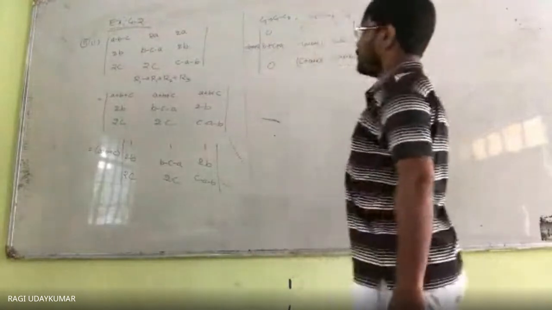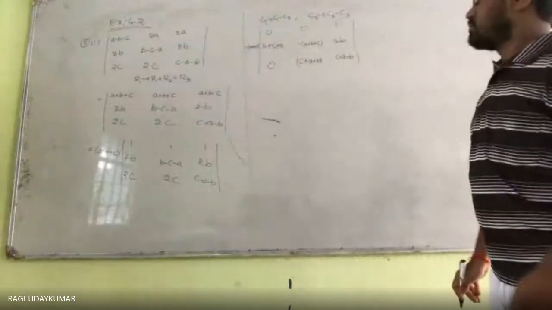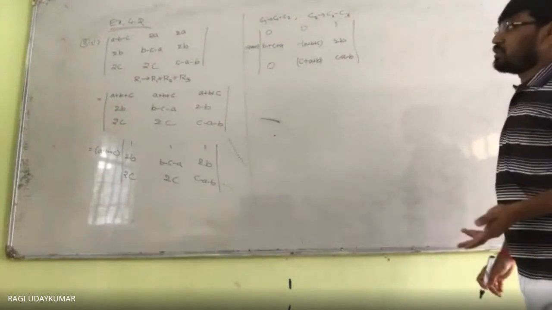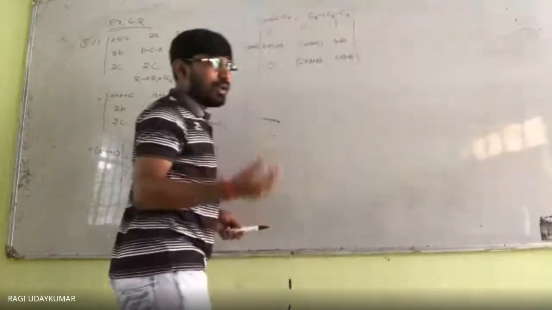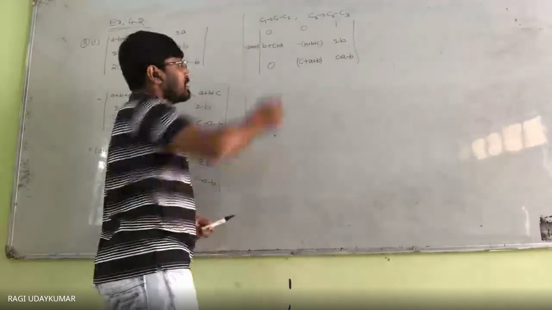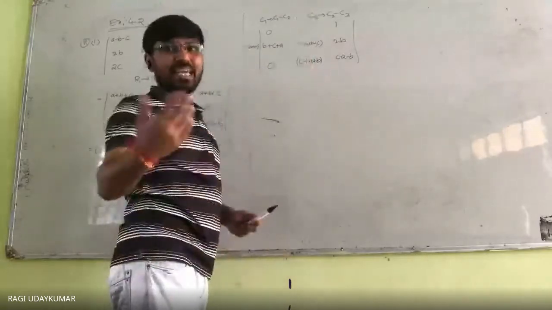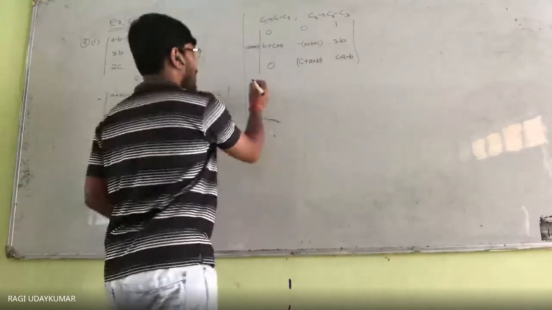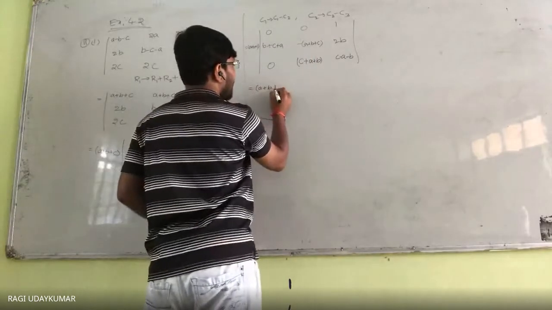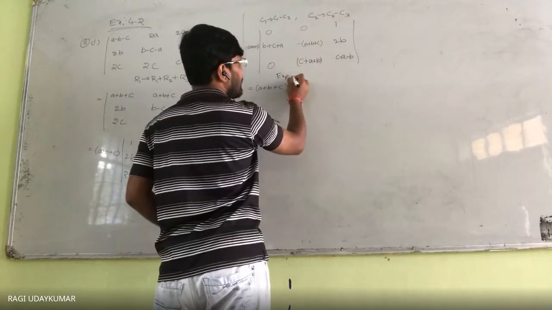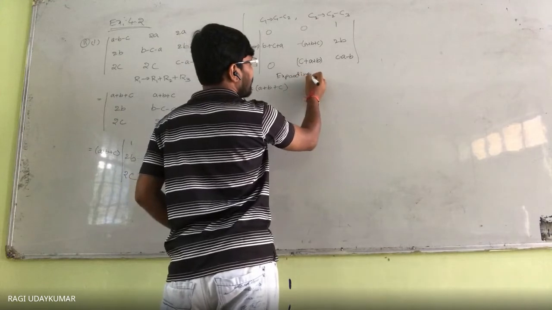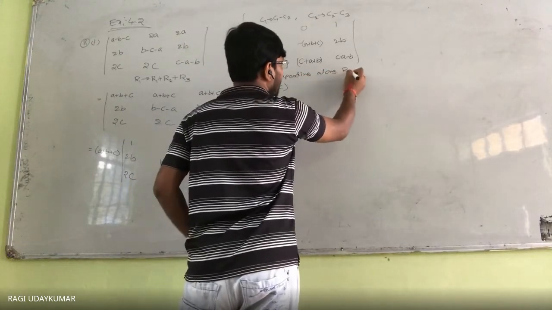Now what do you have to do in this situation? Don't expand yet. You can expand along the first row. Otherwise, from the first column, a plus b plus c is common, and from the second column, a plus b plus c is common. Again the same thing happens when you do that: a plus b plus c into expanding. If you want, you can write here expanding along R1.